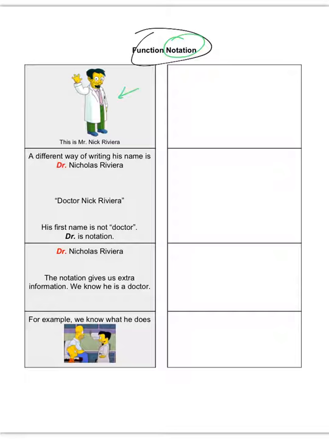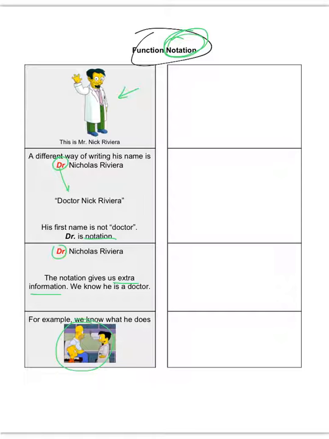This is Mr. Nick Rivera. He's also a doctor, so they write Dr. in front of his name. And that DR is notation. And so we're going to talk about a math type of notation called function notation. Now when you see the DR next to his name, that gives you extra information. We know he's a doctor, so we know what he does, and he sees patients.